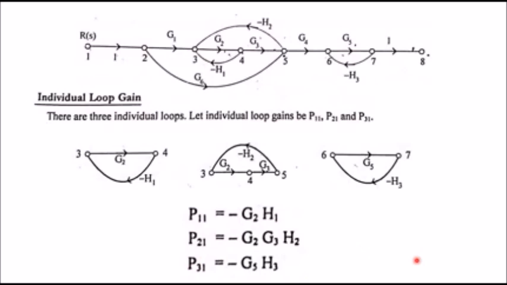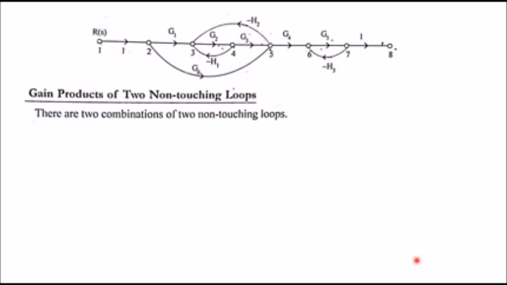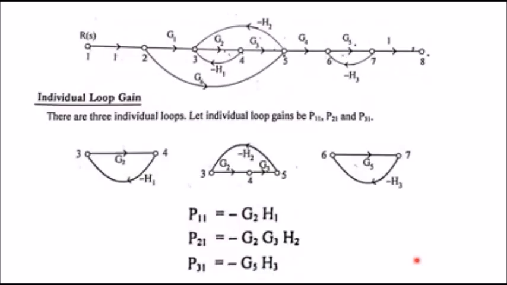Now the important thing is the gain product of two non-touching loops. We have found the first loop, second loop, third loop. No more loops are possible from this graph. So from these three loops, which are non-touching? It is very clear that this loop and this loop, because you can see nodes 3, 4, 6, 7, have no common node. So these two are non-touching loops. This also, 3, 5, and 3, 4, 5, 6, 7. These two are also non-touching loops.